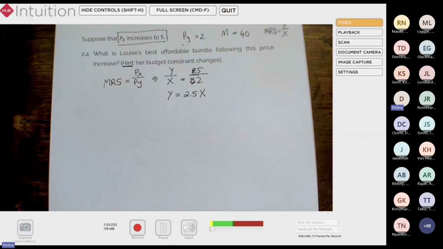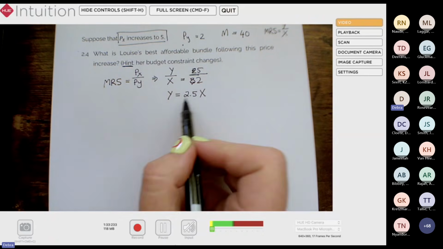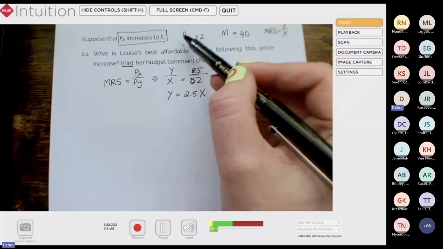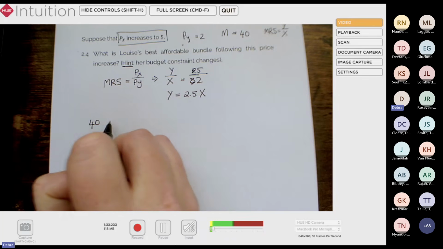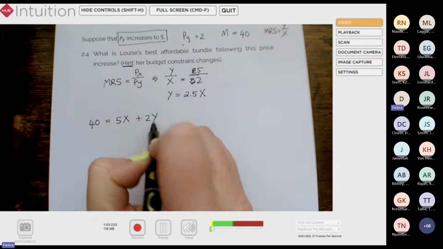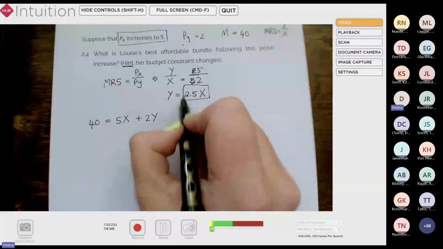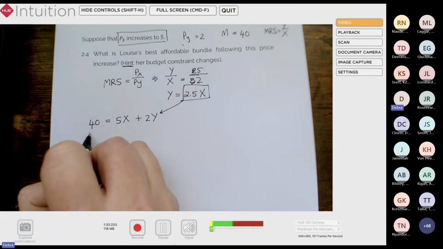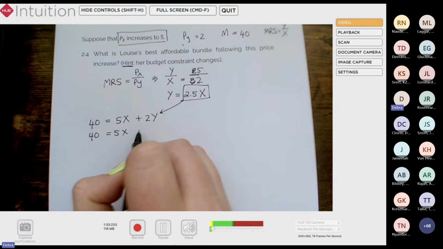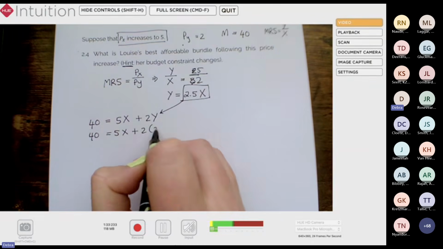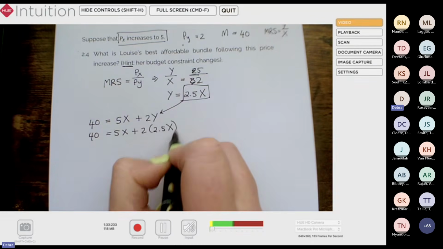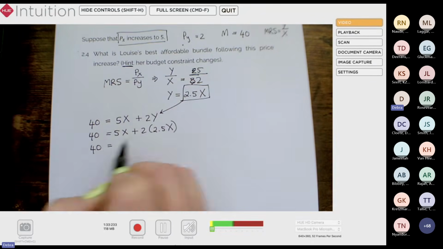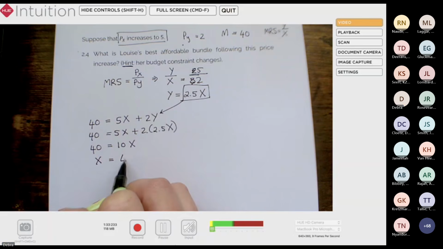My income is still 40. My price of Y is still 2, but my price of X is 5, which means my budget constraint is 40 = 5x + 2y. And so I substitute this in for Y there, and I get 40 = 5x + 2 times 2.5x. And so I get that 40 is equal to 5x plus 5x, which is 10x. And so my answer for X is 4.